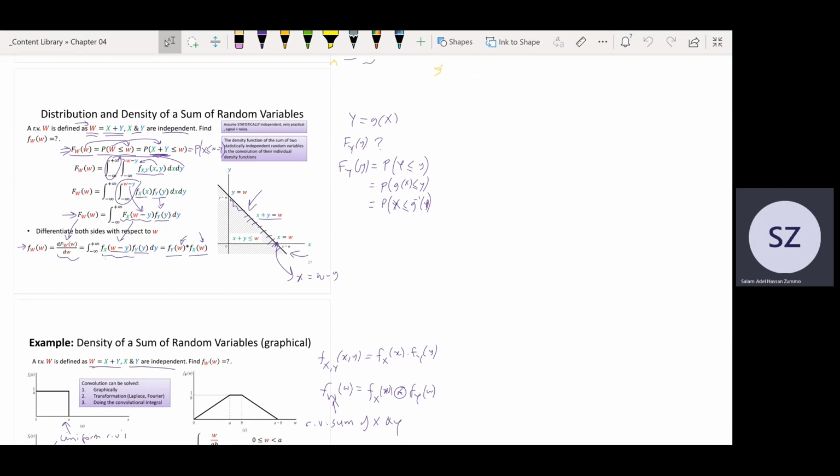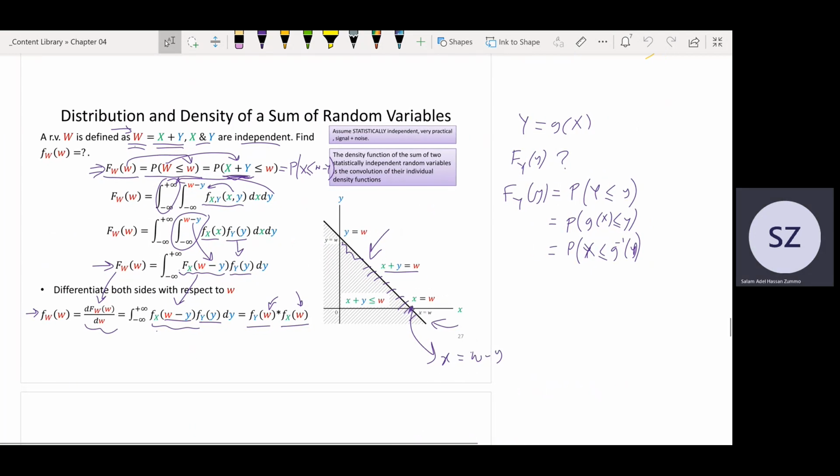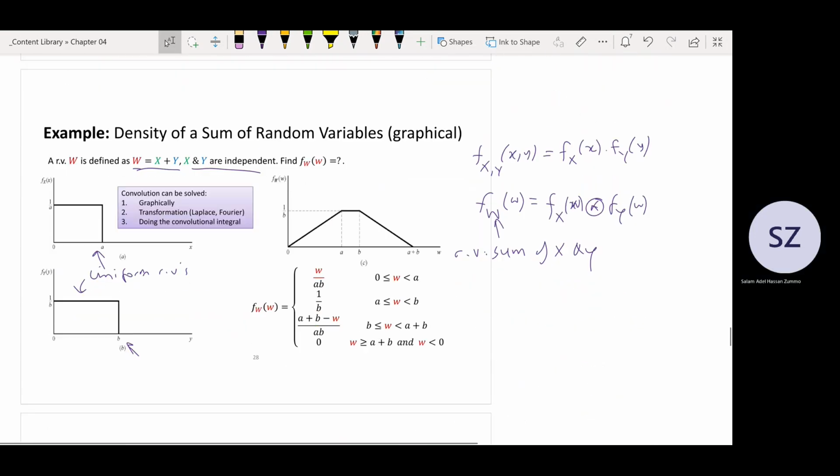Last time, we started talking about the distribution and density of the sum of two or more independent random variables. We went through the derivation and found that the PDF of the sum W, which is X plus Y, where X and Y are independent, is equal to the convolution of the PDF of X with the PDF of Y. We derived it starting from the definition of the CDF, by finding the region over which we need to integrate the joint PDF. We went through the example, and we stopped here.